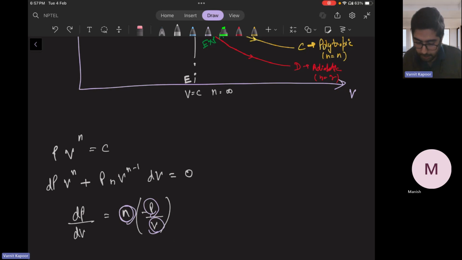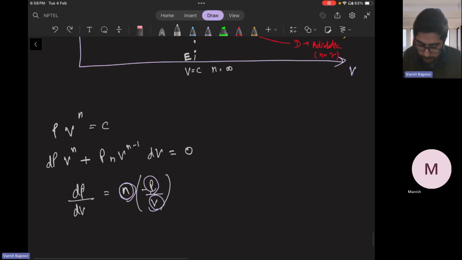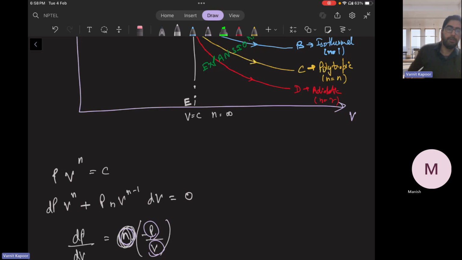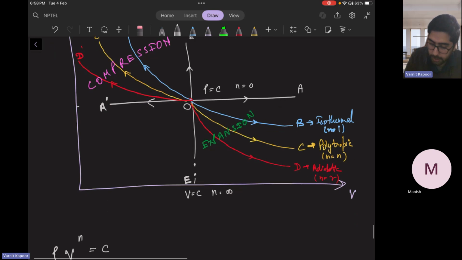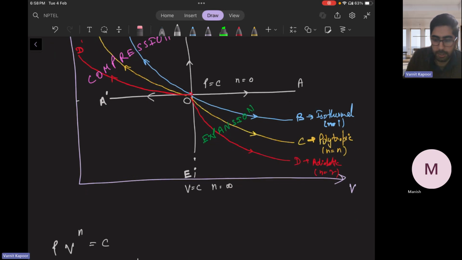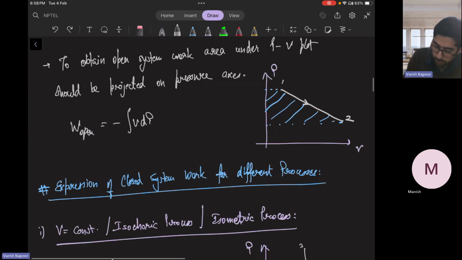Whereas during the compression process, this value decreases. So the higher the n during compression, since volume is decreasing, the lower the slope will be. That's why we have written that for the adiabatic process, the slope is less during compression compared to the others.